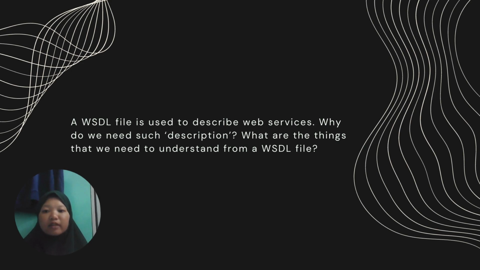The WSDL file defines the structure and data types of the message exchange between the service provider and consumer. It describes the XML schema for the request and response message, including the elements and their data types. Third is service endpoint. The WSDL file specifies the network location where the service is hosted, also known as the endpoint. It includes the URL or URI where the service can be accessed.